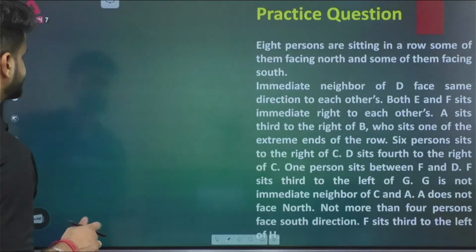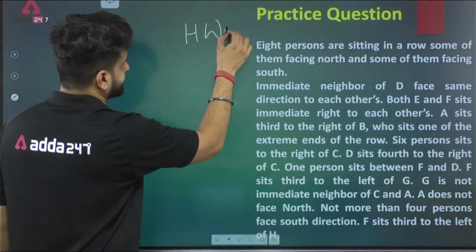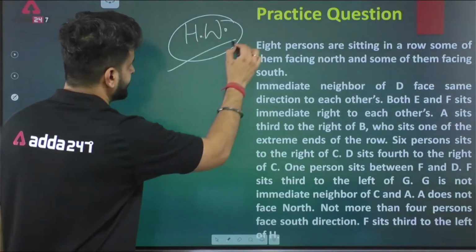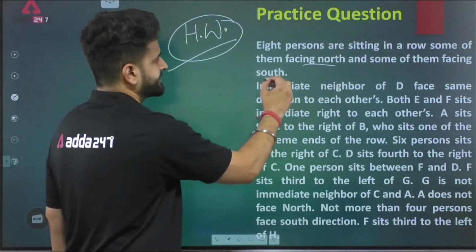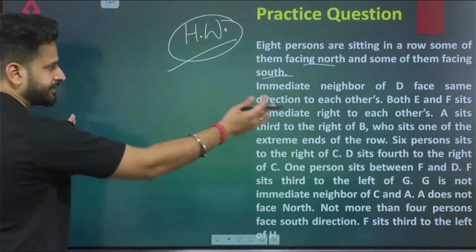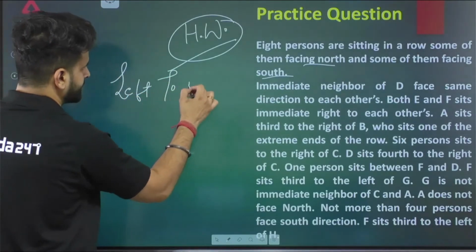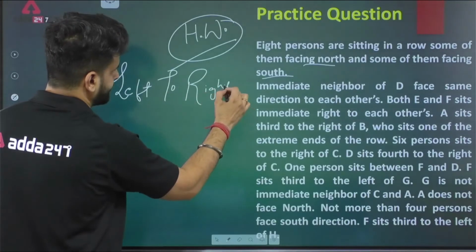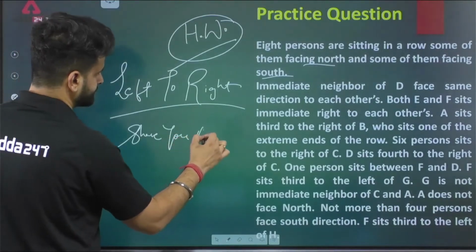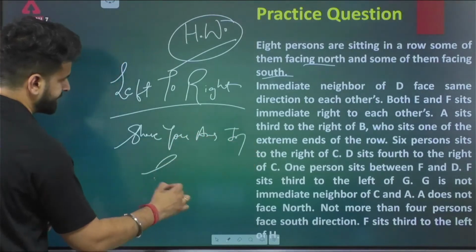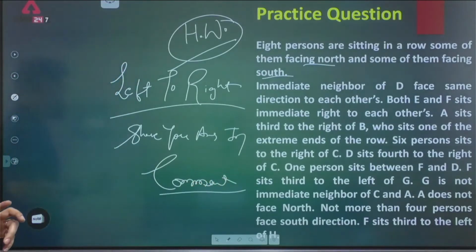So this is the question, and those who are watching this session, try this question as homework. This is a linear arrangement. Some are facing north and some are facing south. So again, from left to right, you have to draw the arrangement. Share your answer in the comments. All of you have to do this one thing.